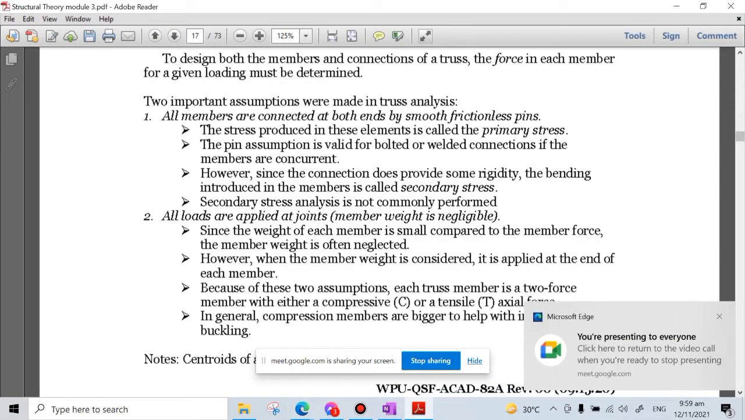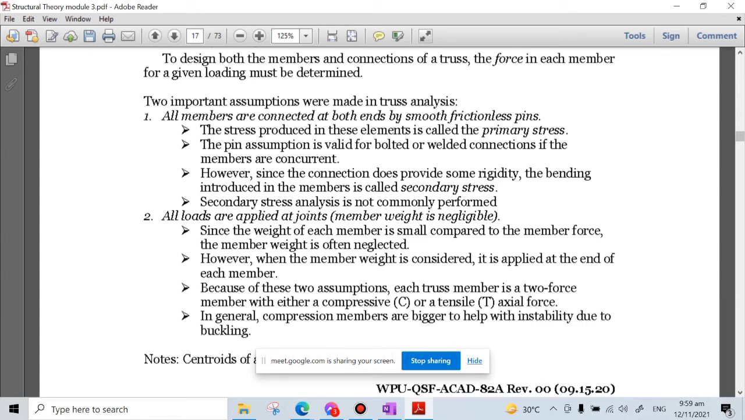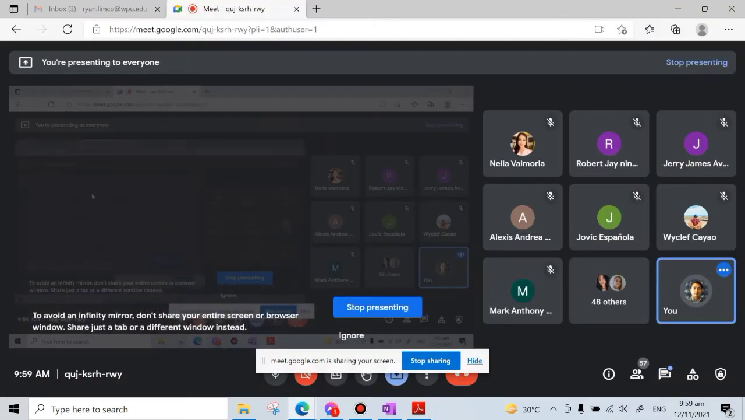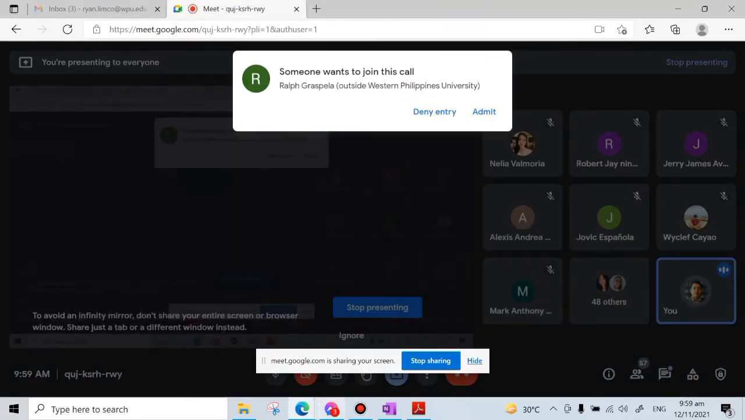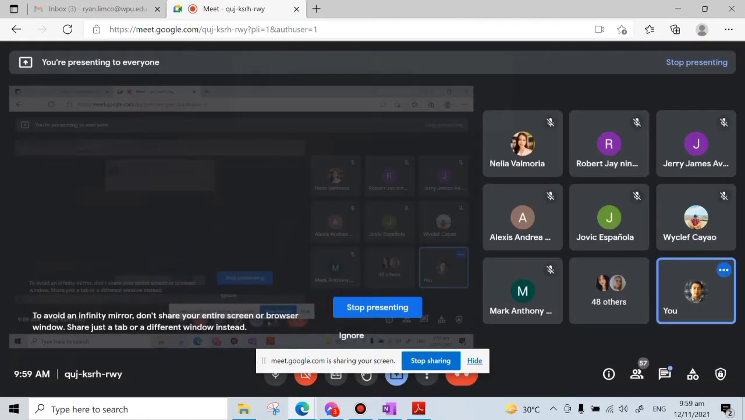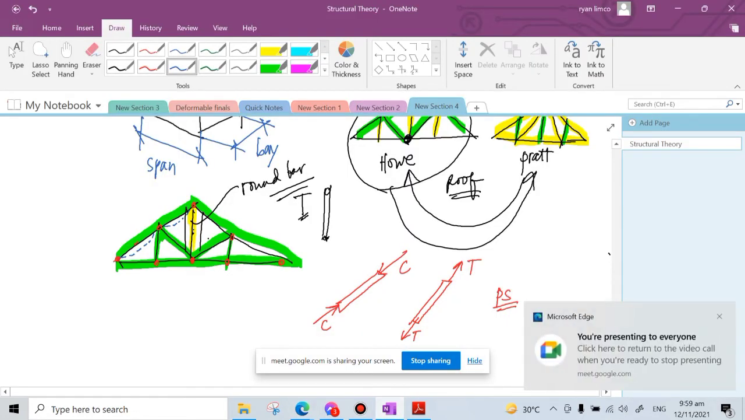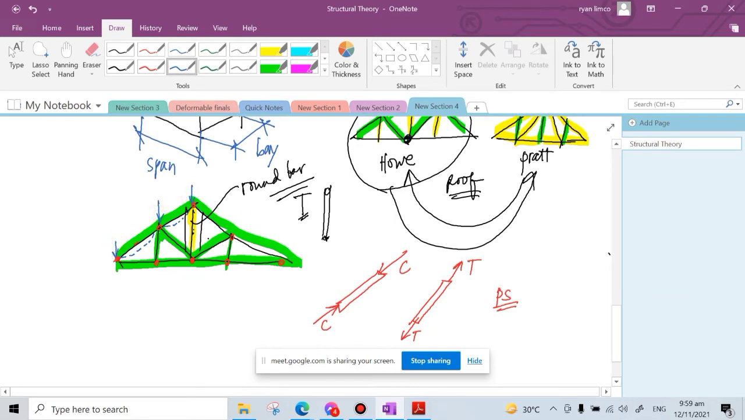Number two, all loads are applied at joints. So, member weight is negligible. Kasi, kumbaga, yung weight ng member ay masyado na siyang maliit kumpara doon sa stresses. So, yung mga loads ay ina-apply natin, no, dito sa joints.